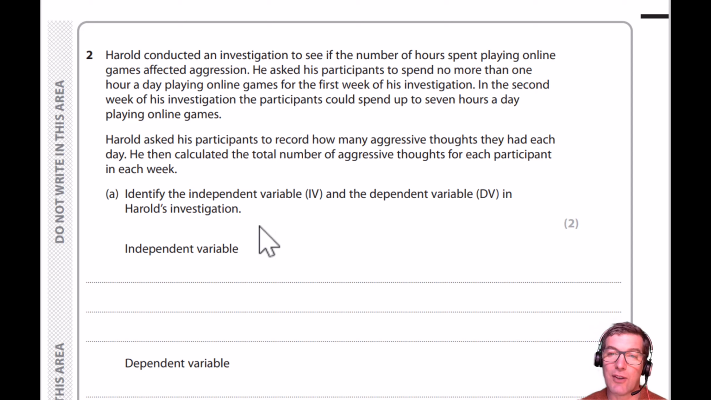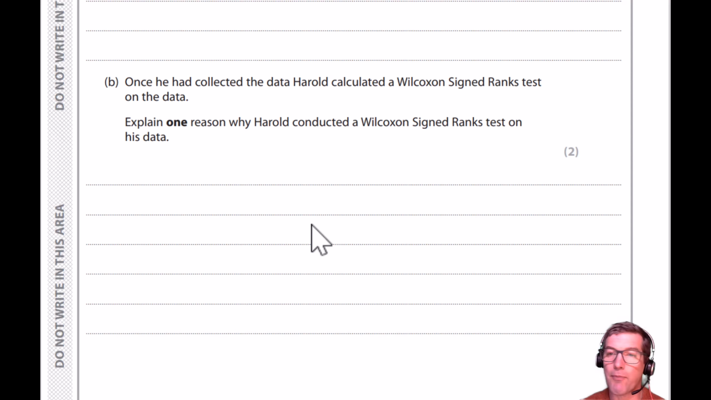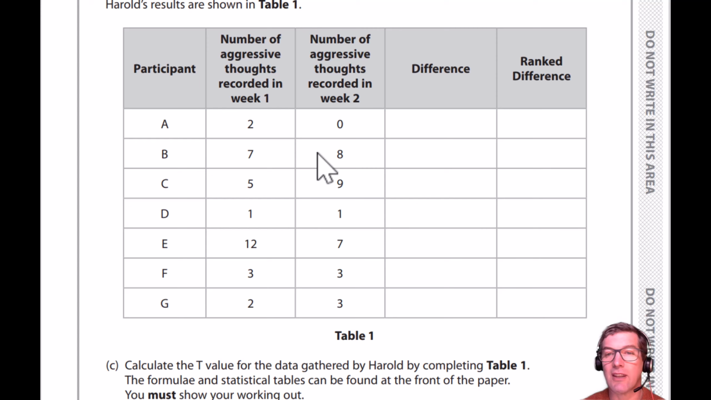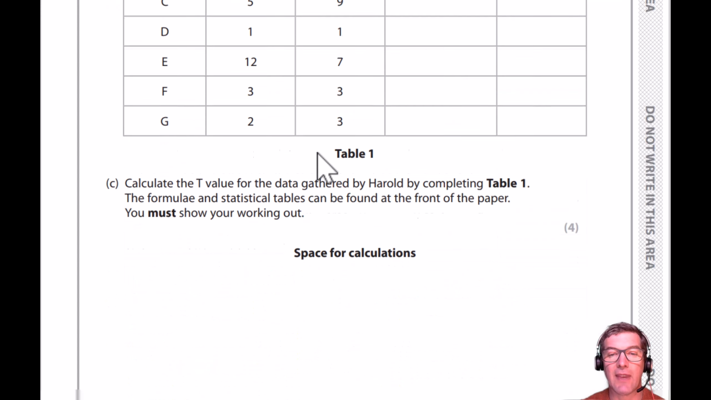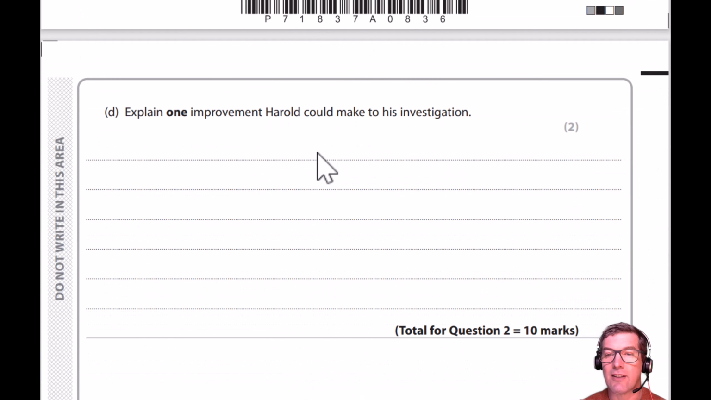So the first question is asking us to identify the independent and dependent variables in this study for 1 mark each. Part B is explain one reason why he conducted a Wilcoxon Signed Ranks test on his data. Then we have to actually carry out the Wilcoxon test and calculate a value for t. And then finally, there's another 2-marker, explain one improvement he could make to his investigation.